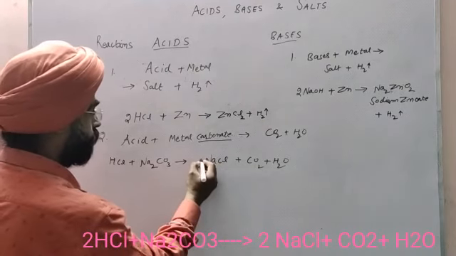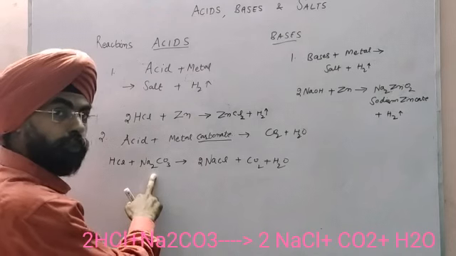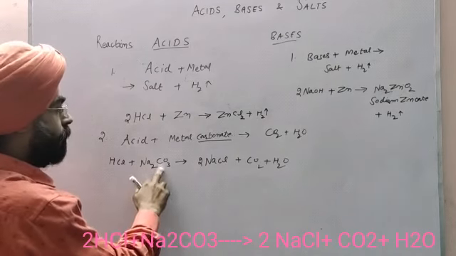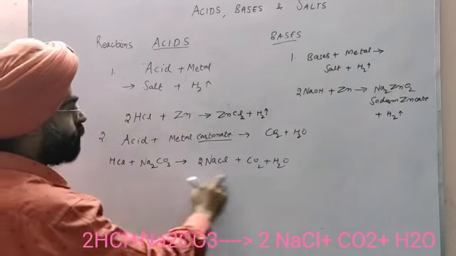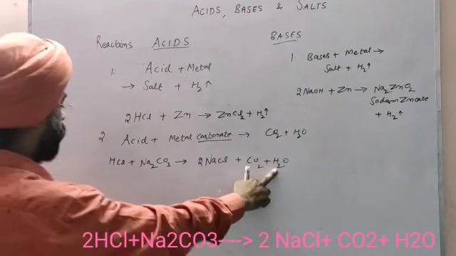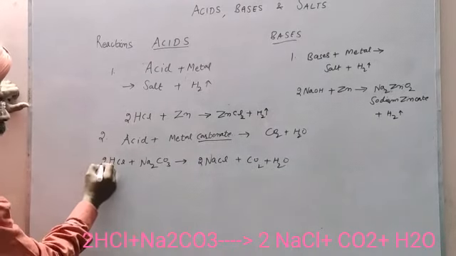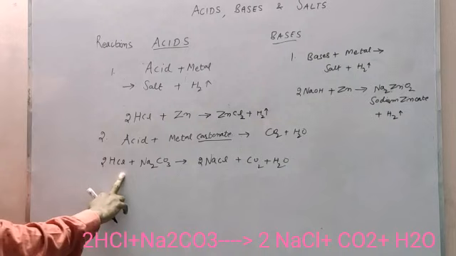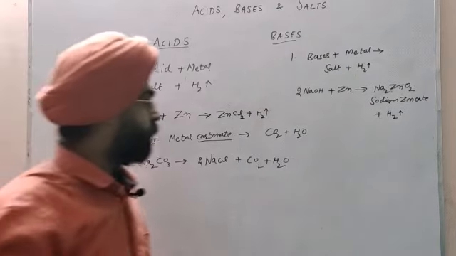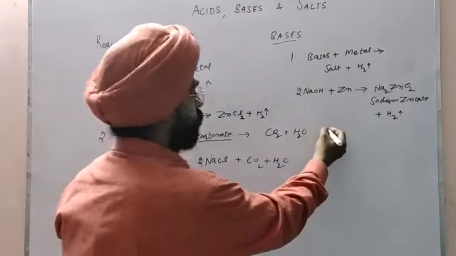We can balance it: 2 NaCl because two sodium elements are present, carbon 1 element, oxygen 3 elements, oxygen 2 and 3, hydrogen 2 elements. We have to put 2 here. Now chlorine is also 2 elements. Chlorine is balanced, right?